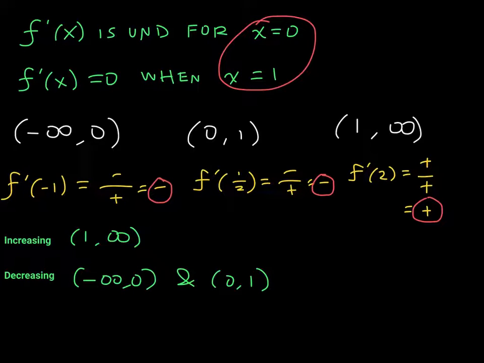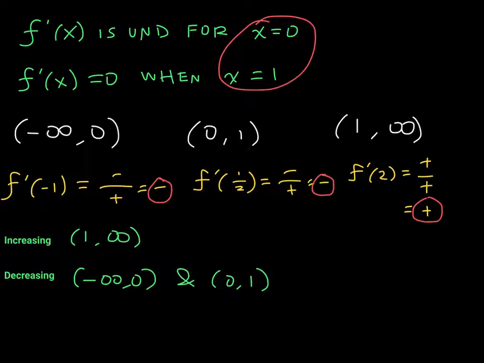Now, because the sign does not change from this interval here to this interval here, that means we do not have an extreme value at 0, at x equal to 0. There is no extreme value because there's no sign change. However, there is a sign change from this interval to this one. So therefore, at this critical point, x equal to 1, we have an extreme value.